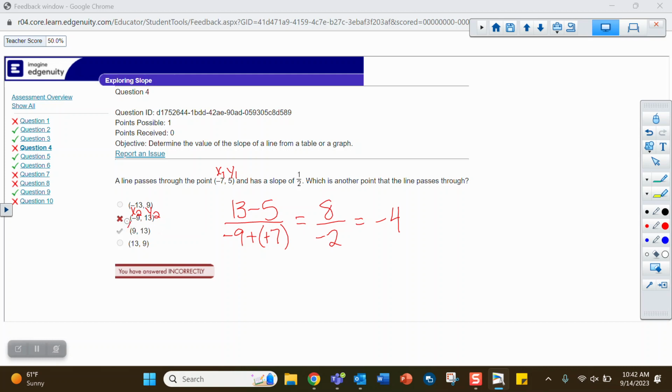If this is x2, y2 now, so it's going to be 13 minus 5 on top and 9 minus -7 on the bottom. Again, we're adding a positive. When we subtract a negative, you're actually adding positives back to it. So that's 8 over 16, and that reduces to 1/2. So it should have been this 9, 13 ordered pair. And really on these, you just have to keep doing the slope formula.